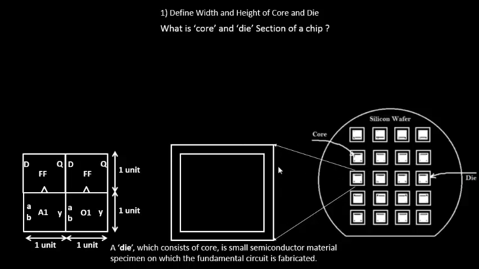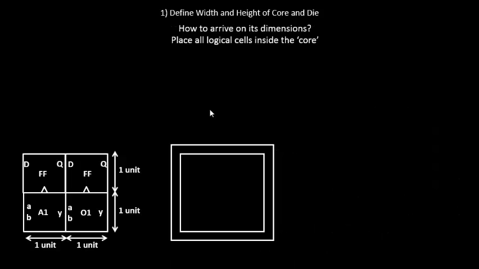And we imprint this particular die multiple times on the silicon wafer to increase throughput. Those are all fabrication concepts. Let's come back to defining the width and height of core and die. Let's try to place this particular logic inside the core and see what happens.